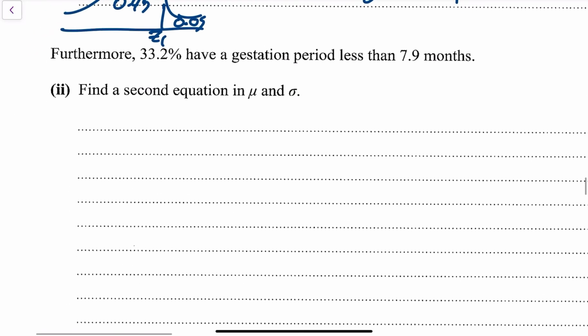Second one, furthermore, 33.2% have a gestational period of less than 7.9. So this is a wee bit easier. I'll do a wee diagram again this time.